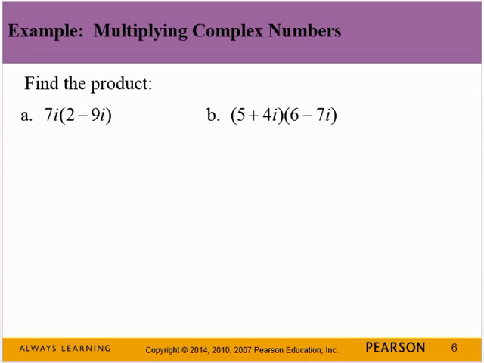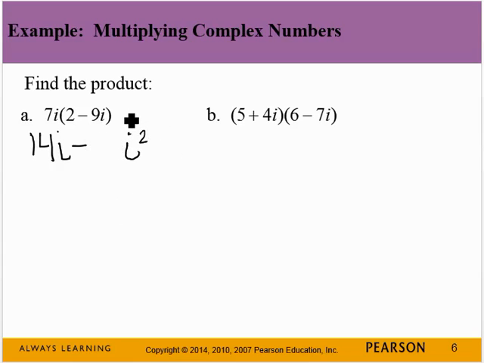Alright, so now we have multiplication. Find the product. This means I'm going to multiply 7i by each term. So I'm going to distribute 7i into each. So 7i times 2, you just multiply your coefficient, so you have 14i, minus 7i times 9i. So 7 times 9 is 63. i times i would give you i squared.